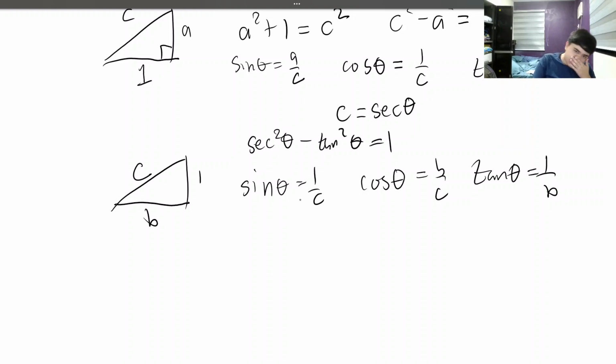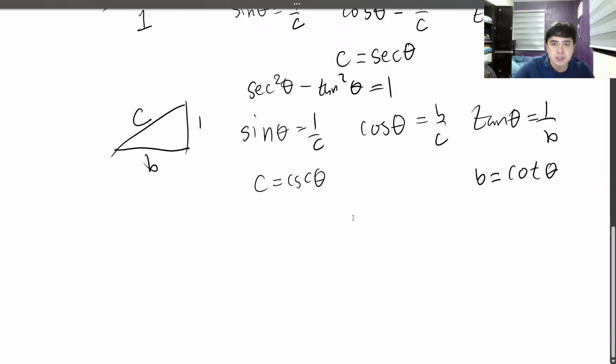Sine theta is 1 over c. C is cosecant theta. Then b here is cotangent theta, right? 1 over tangent we know is cotangent, right? That's one of the identities. Now, let's go back here.